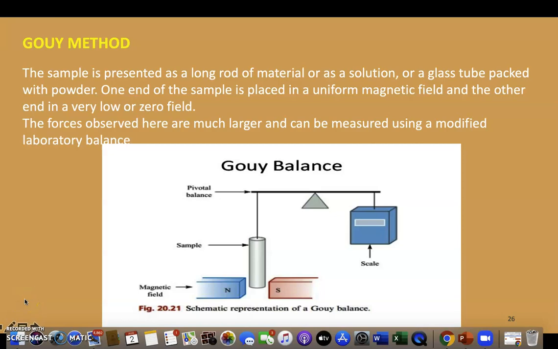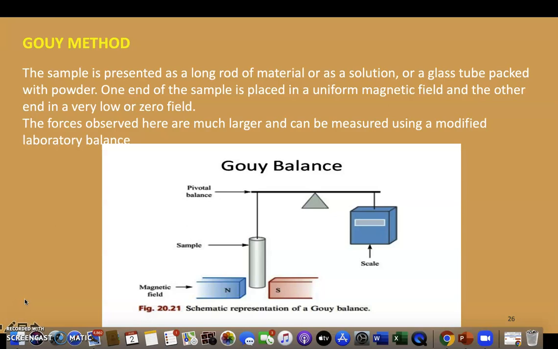Hi students, this is the fourth video, in continuation with the third video. In the previous video we stopped here. We are discussing magnetic properties of d block elements. Now our aim is to determine the magnetic susceptibility.